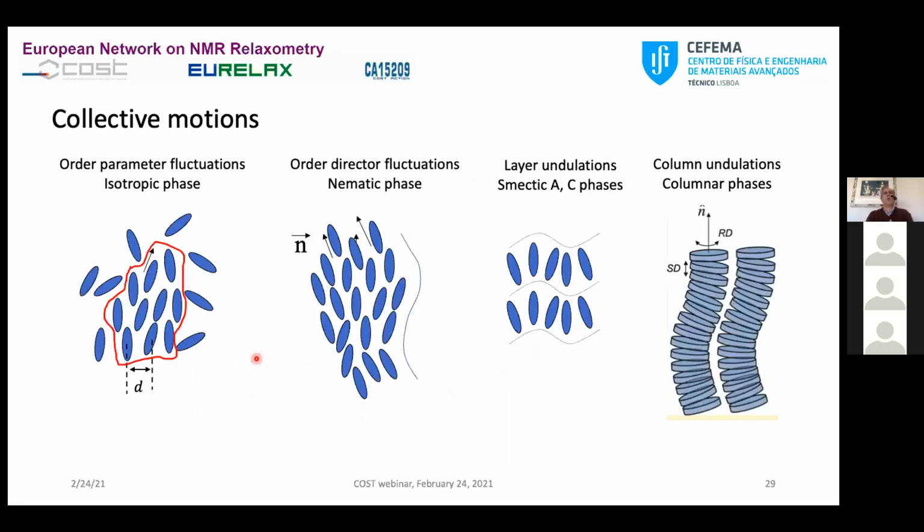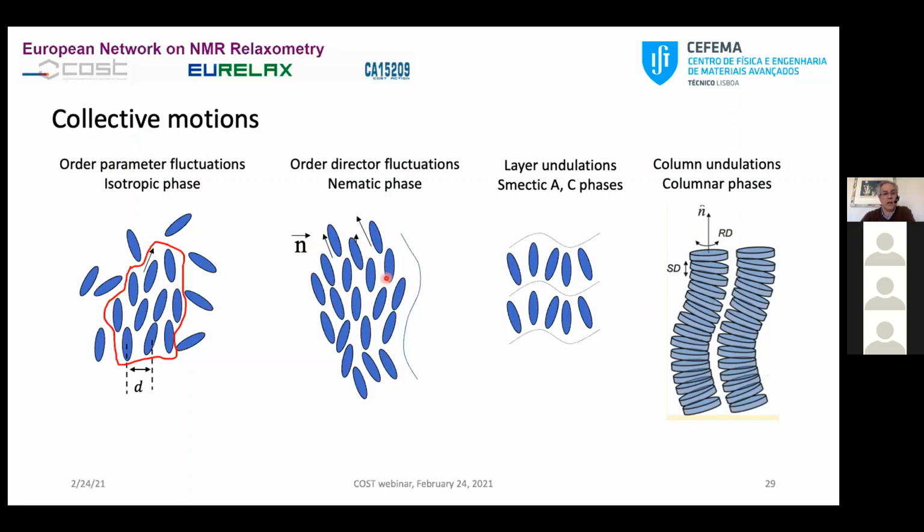And because we have molecules which are elongated, or they are disc-like, and we have phases where there is a quasi-long range orientational order, or even positional order, it's necessary to consider the possibility that the rotations are not independent from one molecule to the next. And so we have to consider the possibility of existence of collective motions.